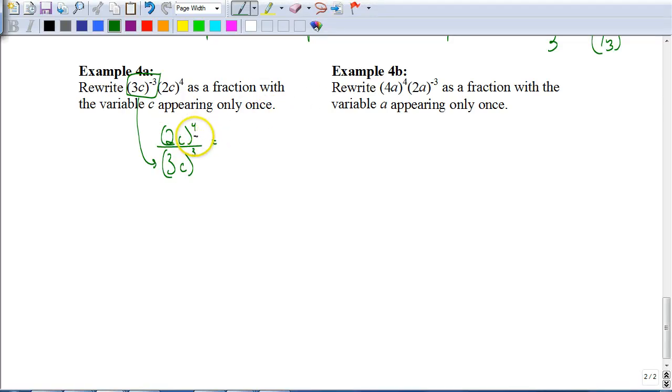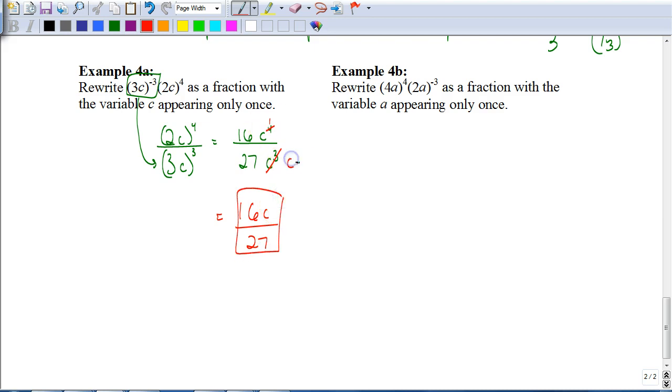Well, 2 to the 4th power is the same as 2 times 2 times 2 times 2, or 16. 3 cubed is the same as 3 times 3 times 3, or 27. Now what this is saying is I have 3 C's in the bottom and 4 C's on the top. So that means that I can take 3 C's from the bottom, leaving me with no C's in the denominator. I can cancel that out with 3 of the 4 C's that are on top, so I'm left with just 1 C in the numerator. So my answer is going to be 16C over 27.